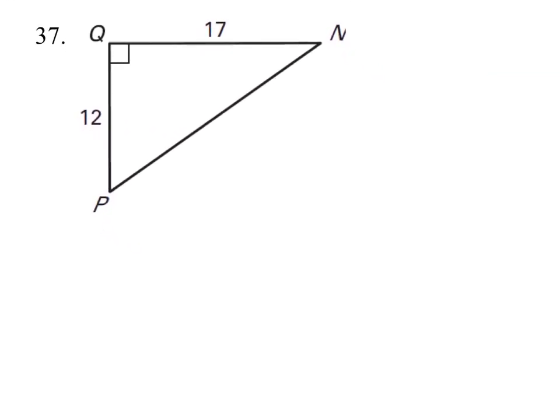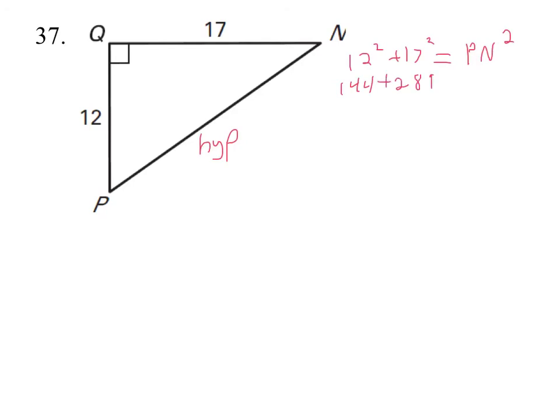Okay, we don't know the angle right away here because there are two angles we don't know. But you could figure out this third side. This would be the hypotenuse, right? You could figure that out right away just by using the Pythagorean Theorem. So that's one way of doing this. You could do 12 squared plus 17 squared equals PN squared, or if you wanted to call it x, you could do that. So 12 squared is 144, 17 squared is 289.